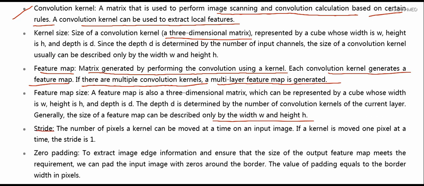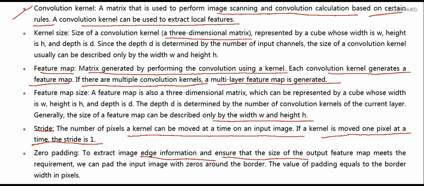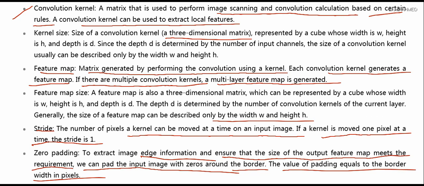Stride is the number of pixels a kernel moves at a time on an input image. If a kernel is moved one pixel at a time, it's called one stride, and in the example I showed you we used a stride of 2. Then there is zero padding, used to extract image edge information and ensure that the size of the output feature map meets the requirement. We can pad the input image with zeros around the border. The value of the padding equals the border width in pixels.